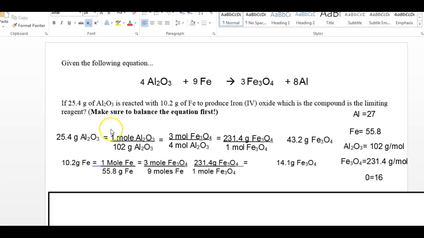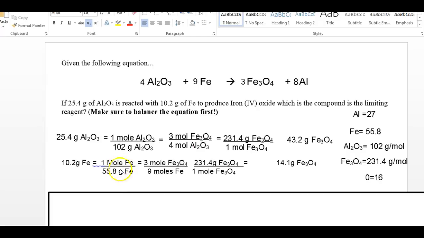You can see here I've done the math already. This is 25.4. If you multiply by 1, by 3, by this 231.4, divided by the things on the bottom, you get 43.2 grams of iron oxide. So if we have this much aluminum oxide, we can produce this much iron oxide. But then the iron, we have 10.2 grams of iron. Again, do the same thing we did on the top and the bottom, and then we multiply the numbers across.